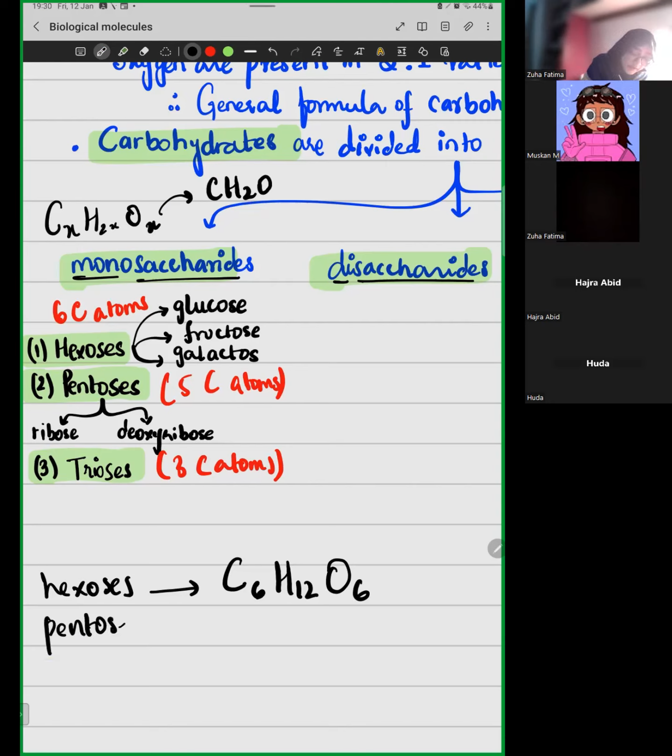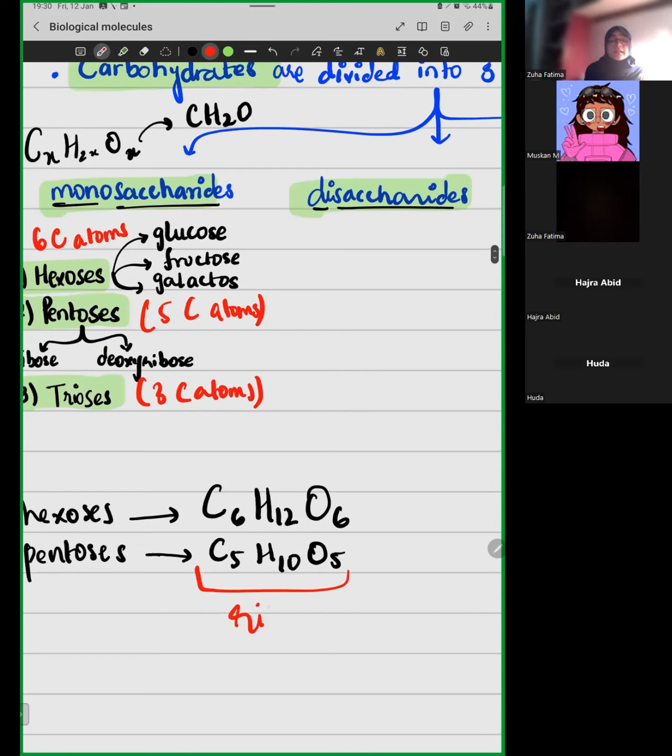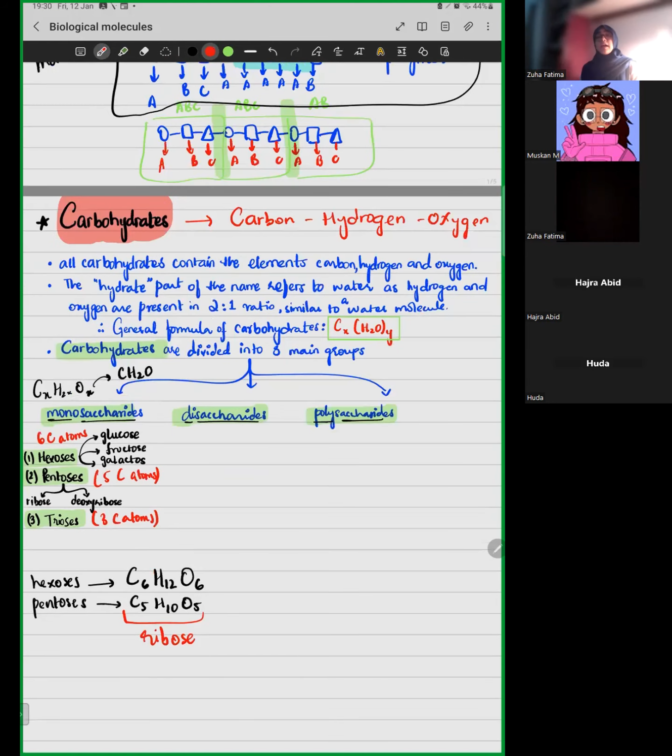Now, coming to pentoses. In pentoses, I have 5 carbon atoms. So this would mean C5H10O5. But the catch over here is that this is the formula for ribose. Why? Because in pentoses we have two kinds of pentose sugars, which are ribose and deoxyribose. Now, as the name suggests, deoxyribose has one oxygen atom absent. It has one oxygen atom less than ribose, and we say that it has lost one oxygen atom.